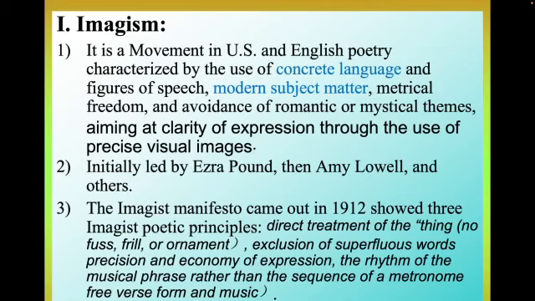The first leader of the Imagist movement in poetry was the USA's Ezra Pound, and then Amy Lowell, and after that you're going to see several others pick up the movement. There is an Imagist manifesto that comes out in 1912 that showed three Imagist poetic principles.